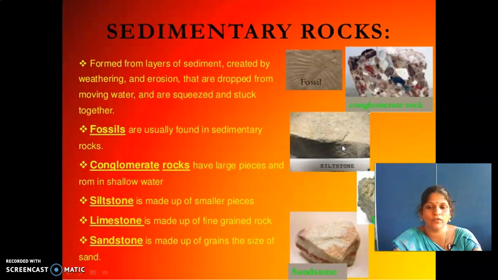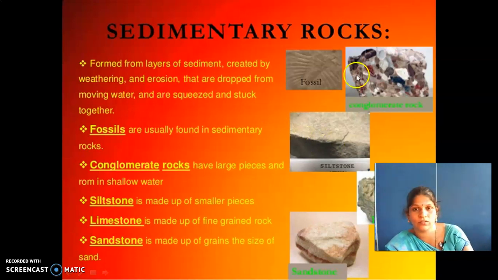Then another type, conglomerate rocks, have large pieces and form in shallow water. Then siltstone is made up of smaller pieces. Limestone is made up of fine grained rock. Sandstone is made up of grains the size of sand. Here I am giving the explanations.